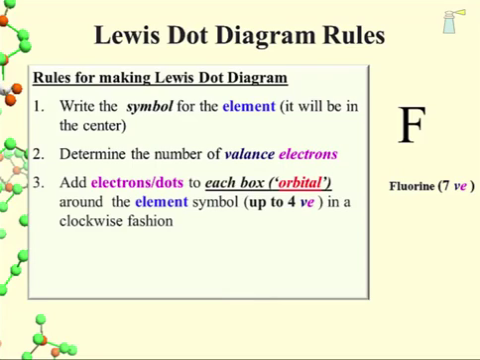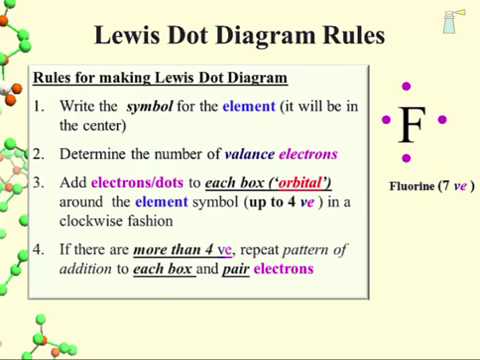Now we add the electrons as dots around the F one at a time, starting at the top until we get to 4. 1, 2, 3, 4. That's 4 of 7. We still have 3 more dots. Step 4 has us repeating the pattern of adding dots one at a time. These dots, however, will pair, starting at the top, 5, 6, 7. 3 boxes are filled, and 1 is half filled.